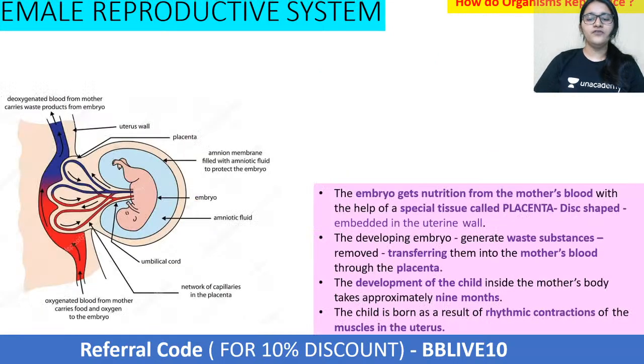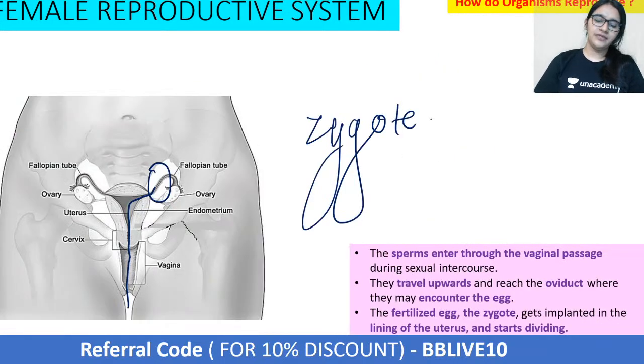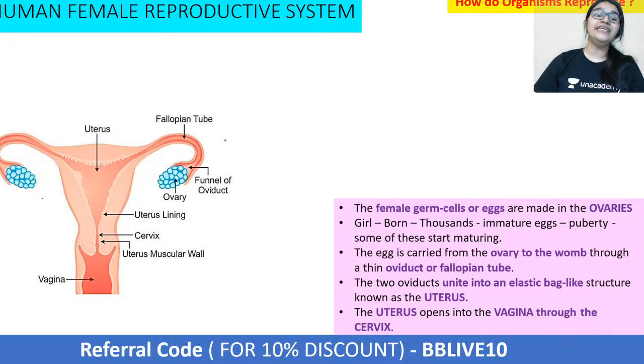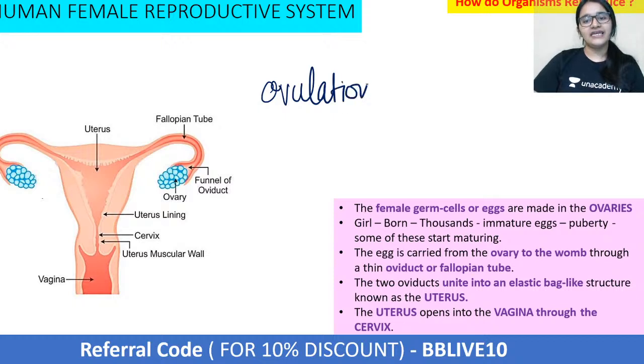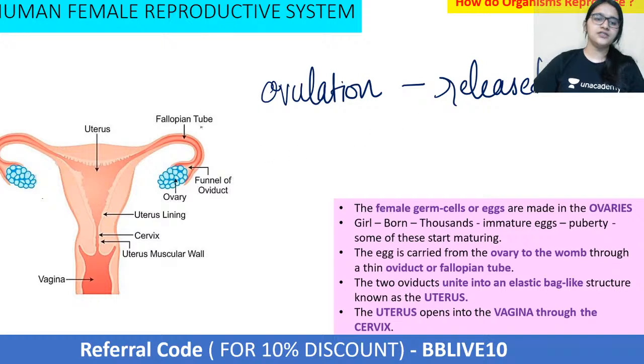Shiva Mishra, what is ovulation? Okay, ovulation means when the egg is released from the ovary. When the egg is released from the ovary into the fallopian tubes, that is called ovulation. Clear? Yes, Archana Yadav, absolutely correct.